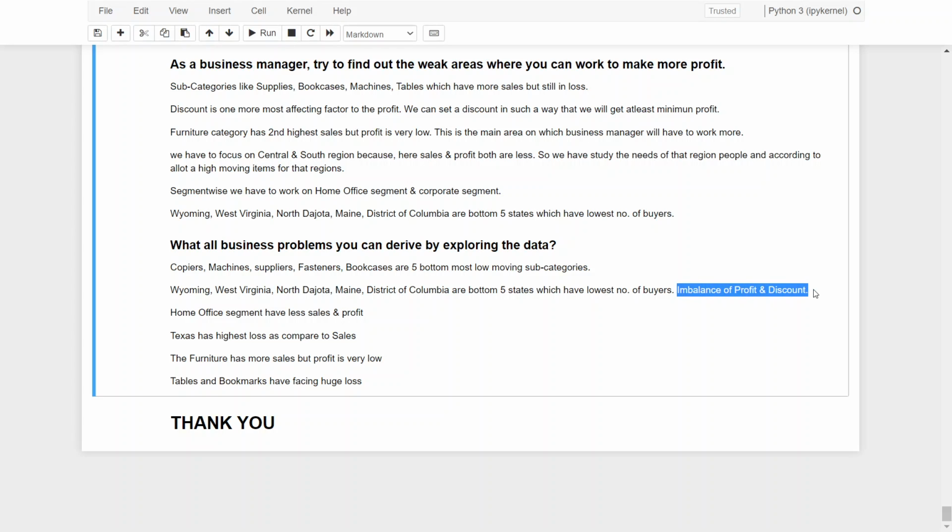And the home office segment has less sales and profit. So we want to include that segment also, and Texas has the highest loss compared to the sales. So you can see Texas has the highest loss, and furniture has more sales but the profit is very low. This could also be a problem, and tables and bookcases are facing a huge loss. So you can focus on the tables and bookcases to improve your company's products.